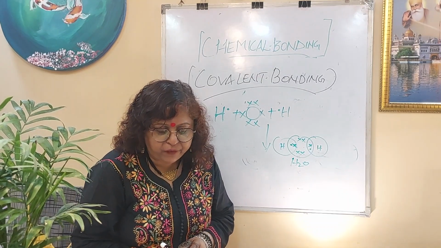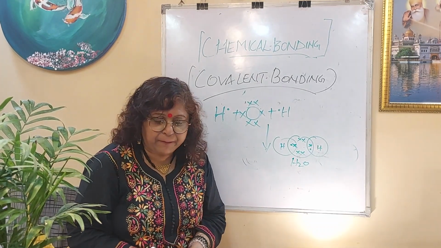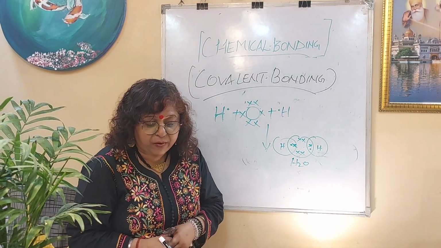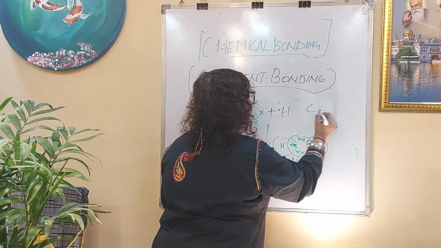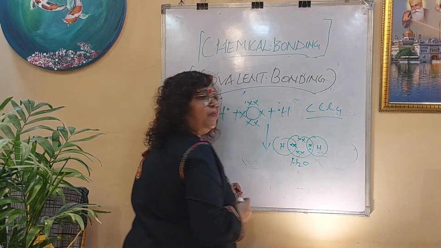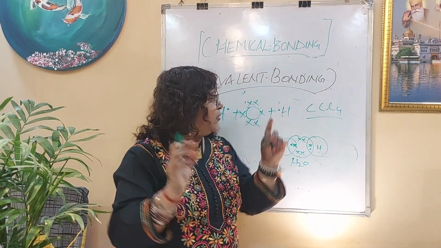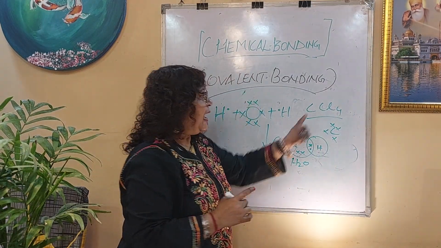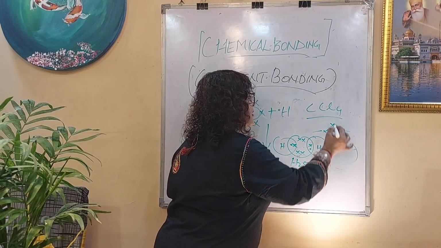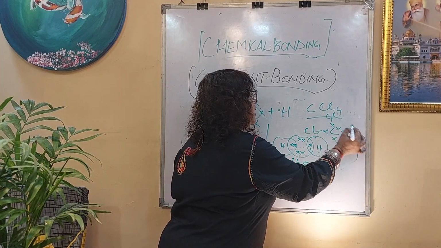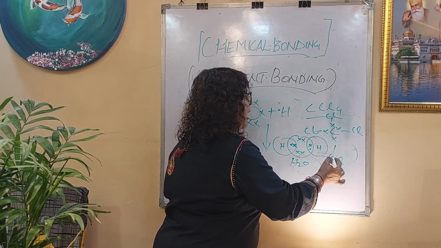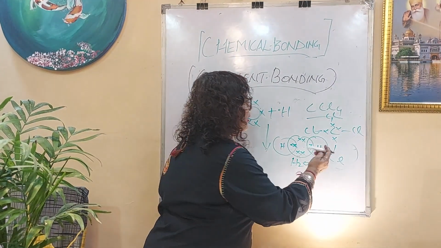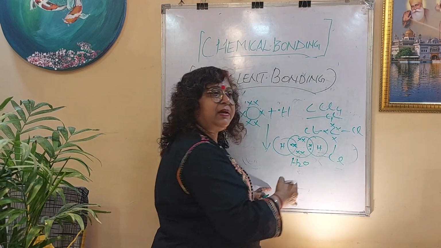Another compound which you can form, a non-polar compound, is very simple and interesting. You can see and form carbon tetrachloride, CCl4: carbon with 4 electrons in the center, and Cl will be at the 4 sides, and you have to show it with a separate chlorine. Chlorine has 2, 8, 7.